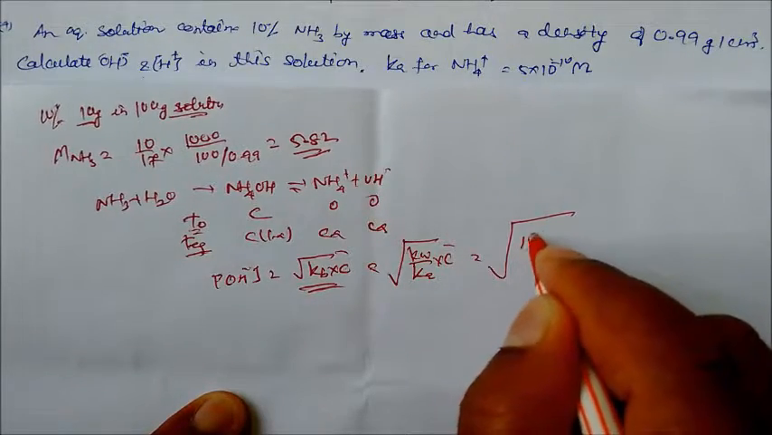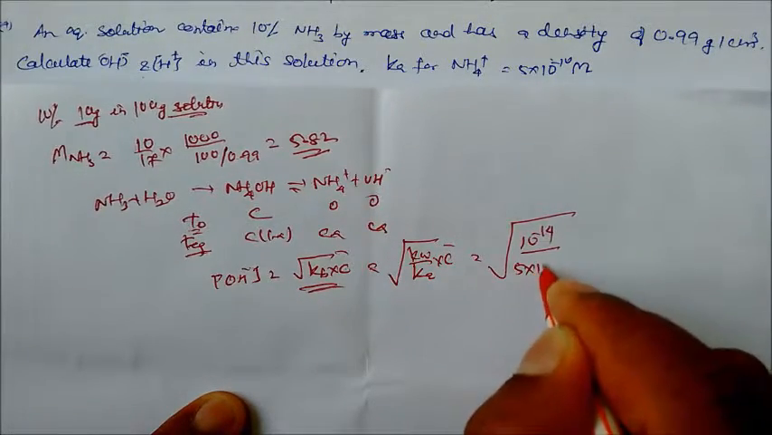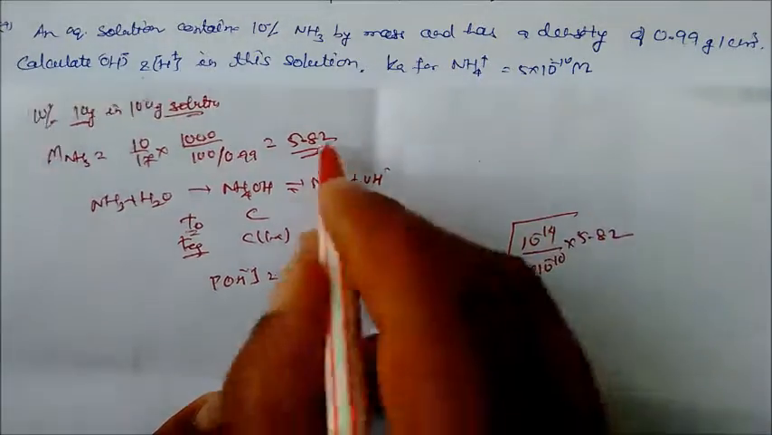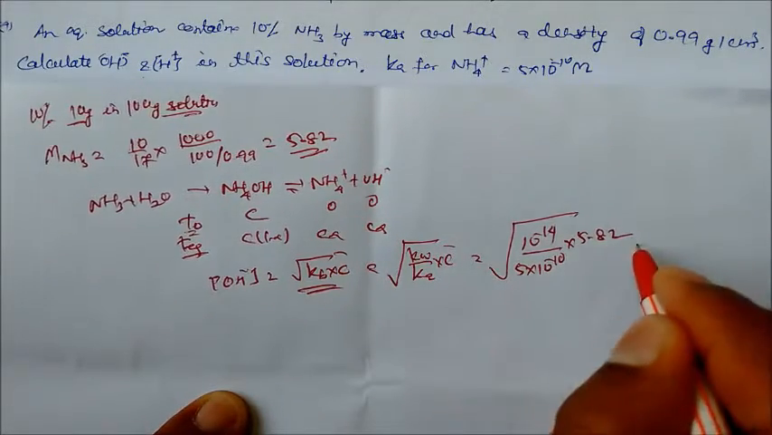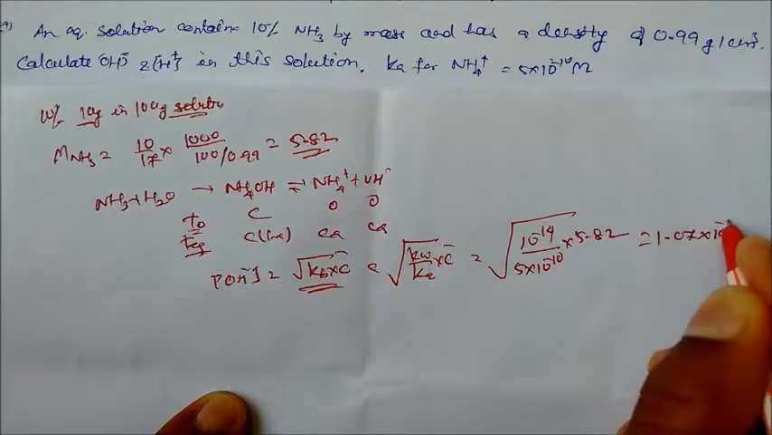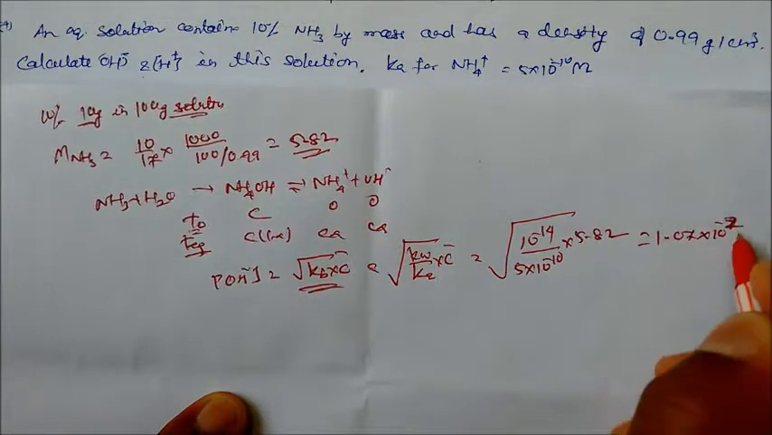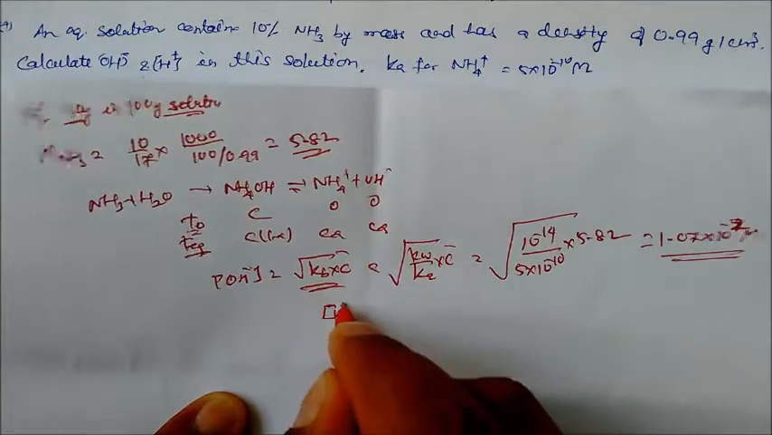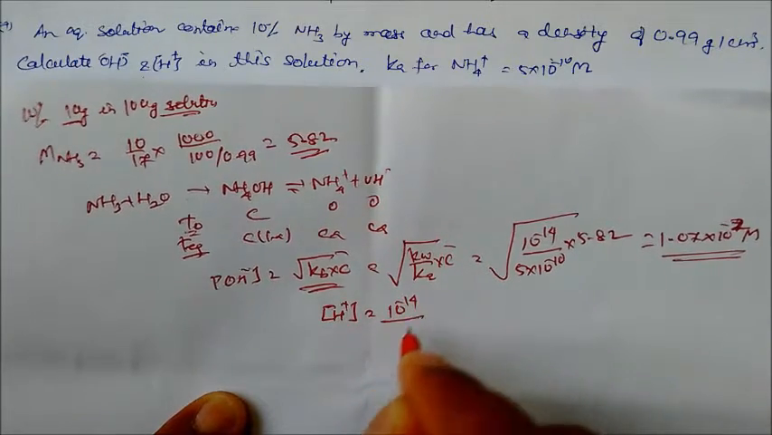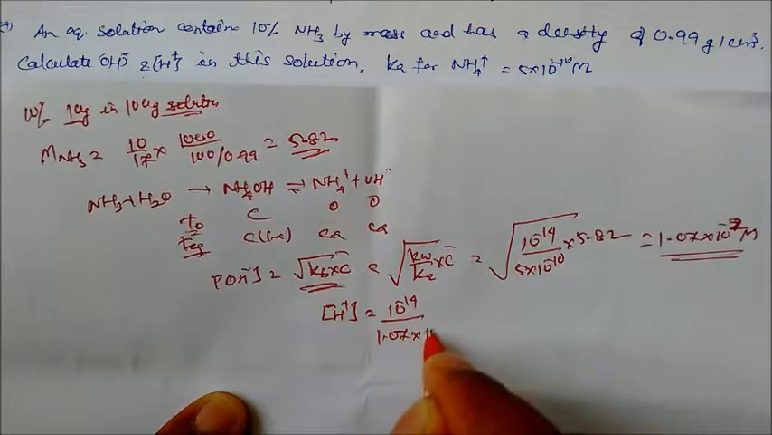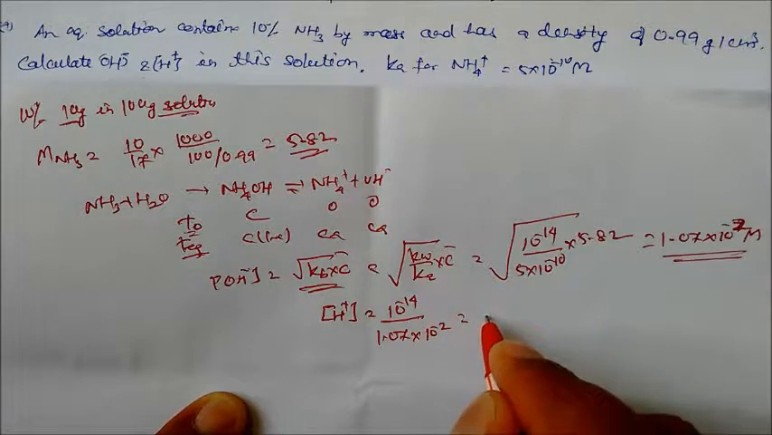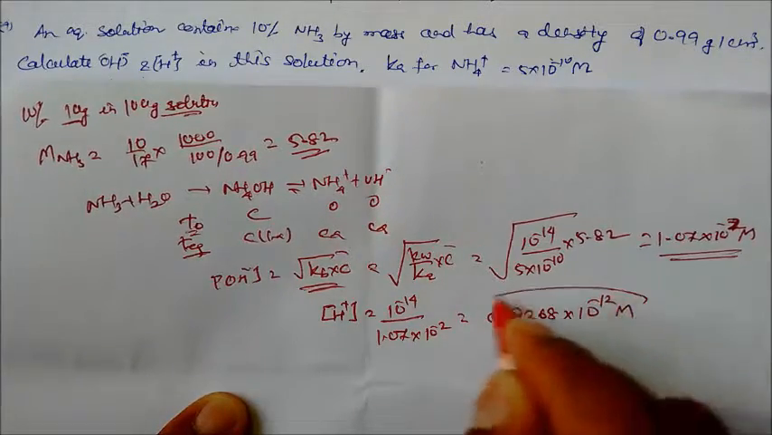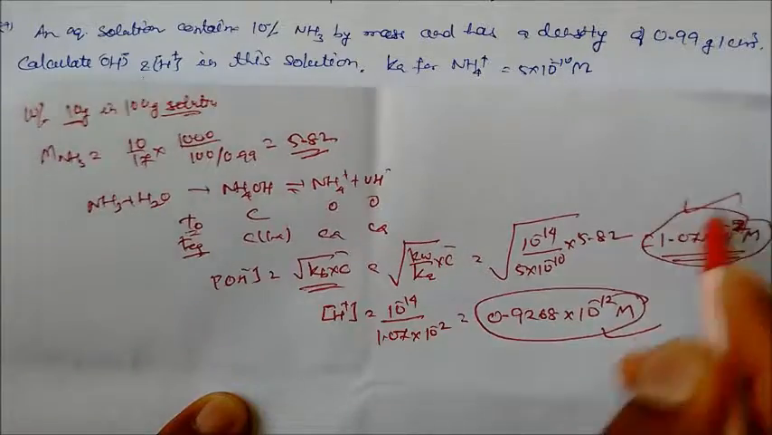This will be 10 power minus 14 divided by 5 into 10 power minus 10, which is the Ka value, multiplied by 5.82. On solving, you will get here 1.07 into 10 to the power minus 2 molarity. So this is our answer. Now what is the H plus ion we have to find? H plus ion will be 10 to the power minus 14 divided by 1.07 into 10 to the power minus 2. So this will be 0.9268 into 10 to the power minus 12 molarity. So this is our H plus ion and this is our OH minus. So this is our answer.